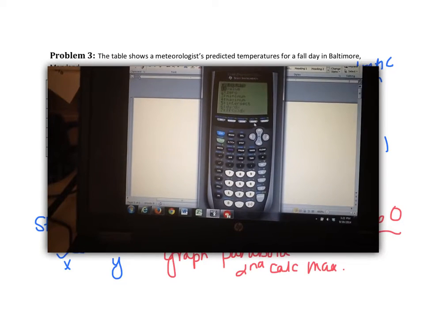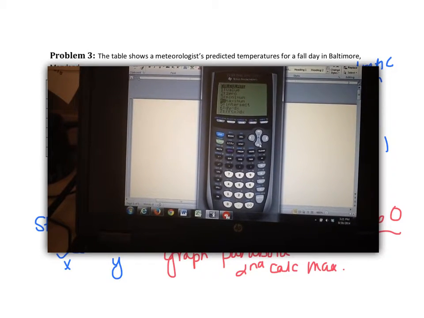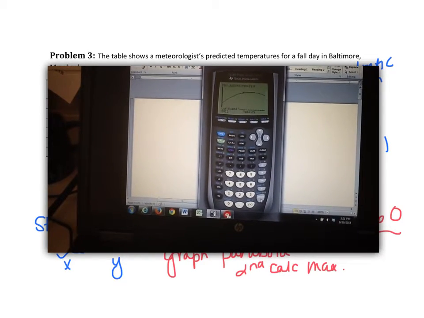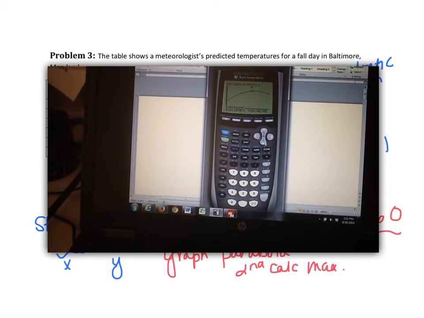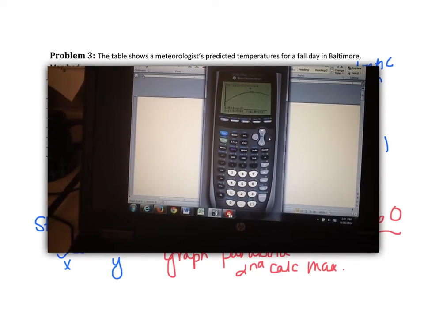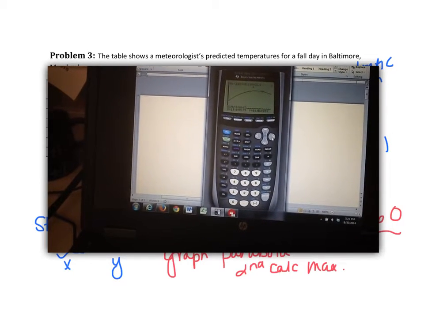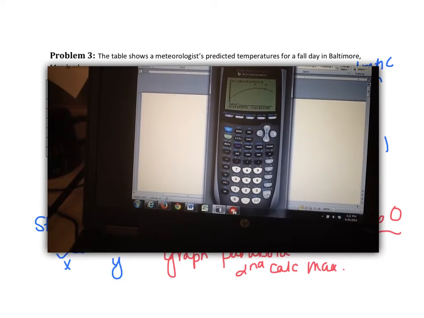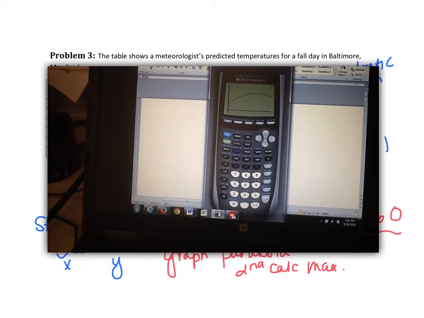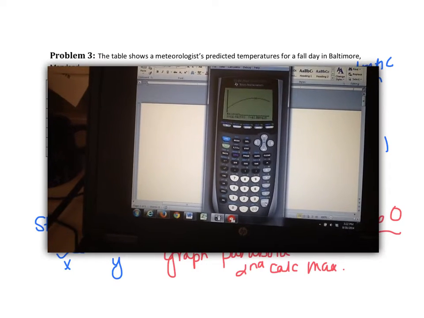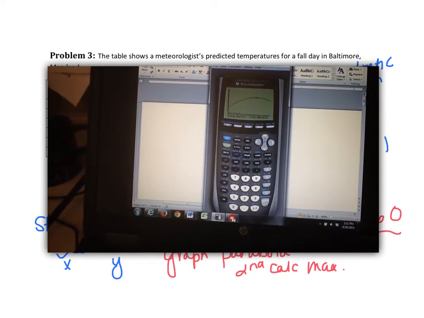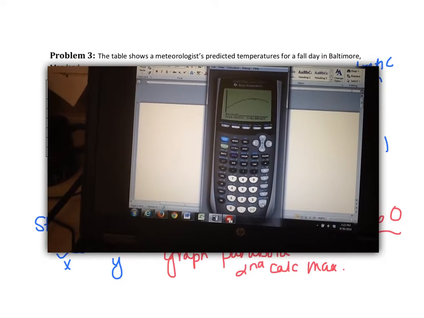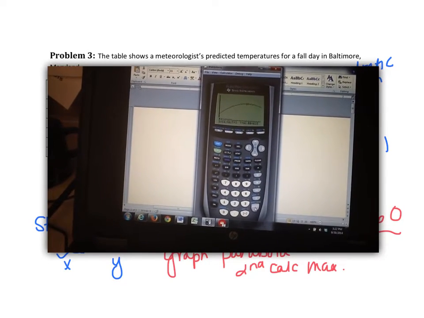So if I go to second calc and I select maximum, the first thing it's going to ask me to do is go left bound. So I need to be to the left of that top of the hill. So just move it a little closer to the top. Now I'm right bound, so I need to get over the hill and come in from the right, hit enter. At this point it says guess, hit enter. And then when I hit one more time, I find my max. My maximum is at the ordered pair 16.1 and 62.9. Okay.